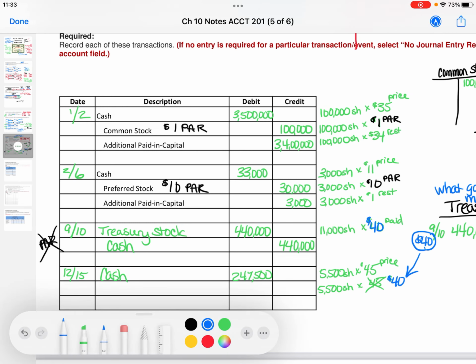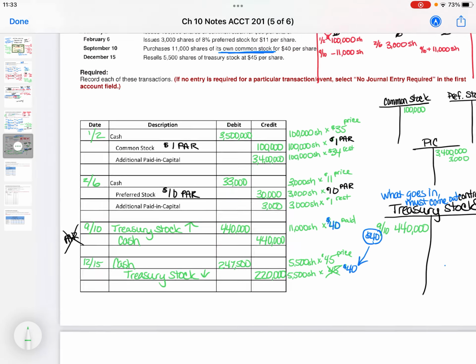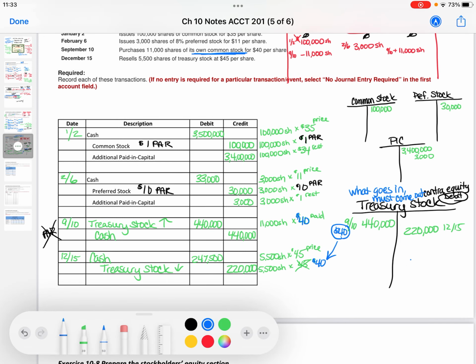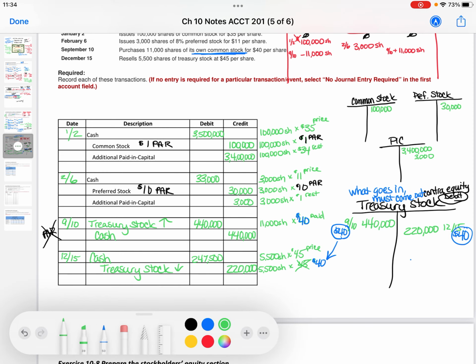So for this entry, I'll do treasury stock credit. That's reducing my treasury stock. Remember, treasury stock is a contra equity. So this is decreasing, and on my last entry, increased it, right? So this time it will be $220,000. And if I come over here to the treasury stock account, that's exactly what it will look like. On December 15th, 220,000, and see it's a credit, which is reducing this account. So there's my $40. That way I can keep track, make sure that what goes in must come out.